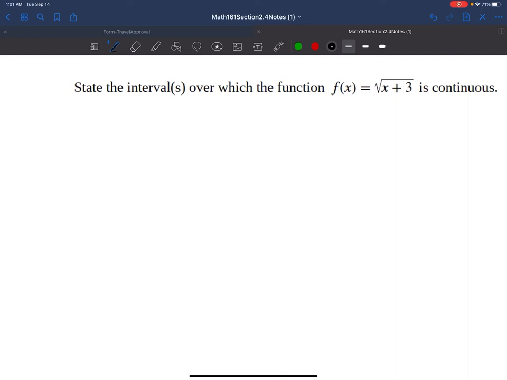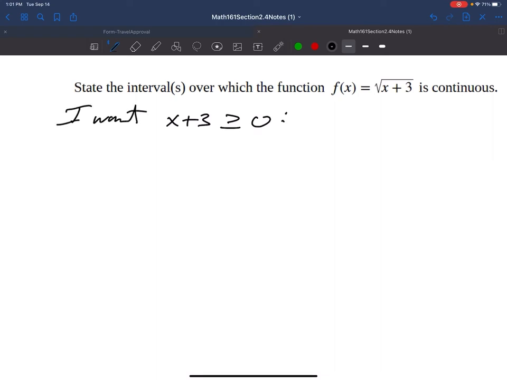The only time we're going to run into a problem with this is when we have a negative under the square root. We don't want to have negatives under the square root because in the real number land we can't take square roots of negative numbers, and we want to stay in real number land. We're not doing imaginary numbers in this class. So I want x plus 3 to be bigger than or equal to 0. I want this to be true.